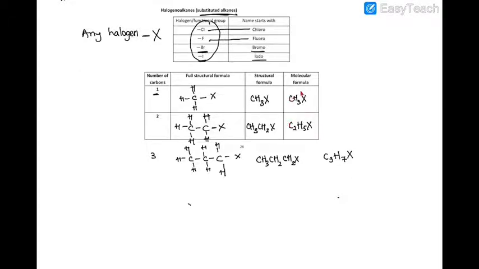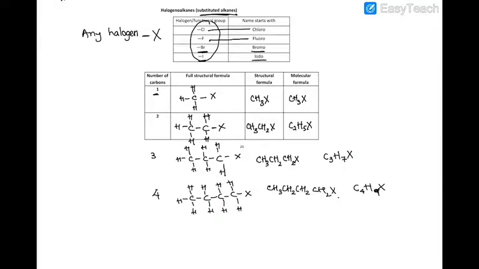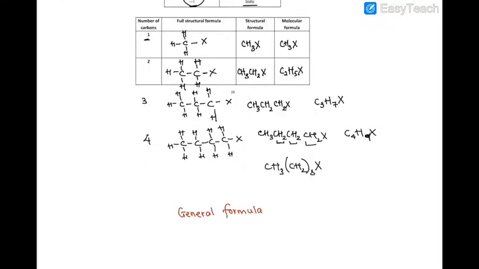As you can see, you can recognize the pattern here, just like the alcohol homologous series. So just instead of OH, you have X. This is for the 4-carbon halogenoalkane, and here, because you have CH2, CH2, CH2, you can also write it like this: CH2 three times, X. So from this, we can deduce the general formula. Again, you can see it's very similar to the alcohol homologous series.